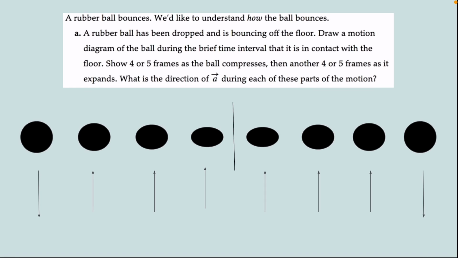We'd like to understand how a ball bounces. A rubber ball has been dropped and is bouncing off the floor. Part A: Draw a motion diagram of the ball during the brief time interval that it is in contact with the floor. Show 4 or 5 frames as the ball compresses, then 4 or 5 frames as it expands. What is the direction of the acceleration during each of these parts of the motion?